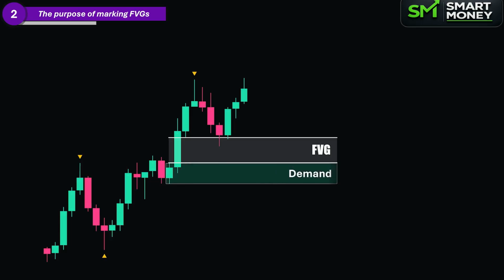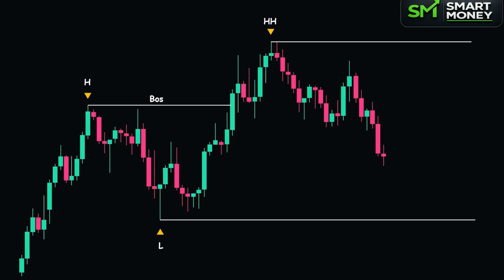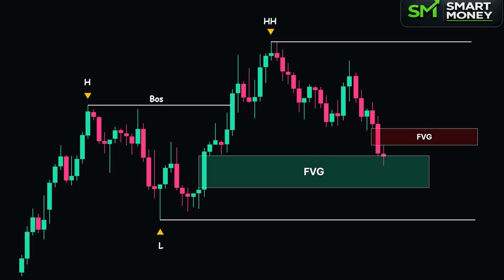Additionally, a demand or supply zone that created a fair value gap is usually stronger than a zone without an imbalance. If the price returns to such a zone, there is a higher chance it will act as a strong reversal point. Now, back to the previous chart. Let's mark the fair value gaps. Here, we have 2 gaps near the current price. But what do they mean, and what is the point of identifying them on the chart?